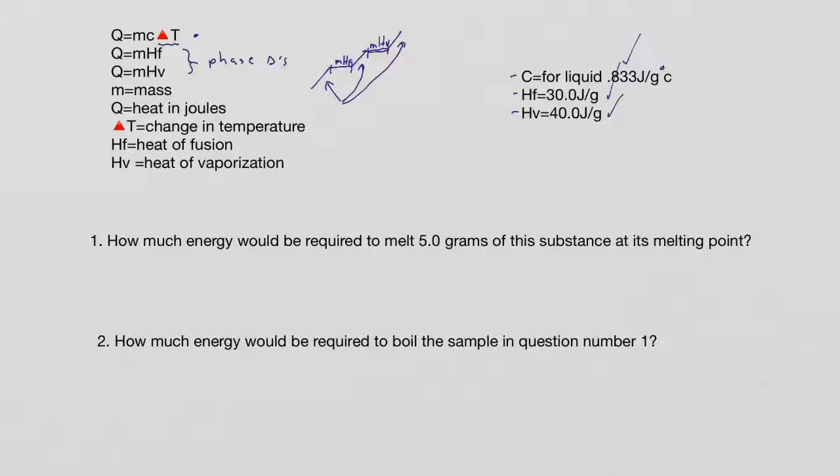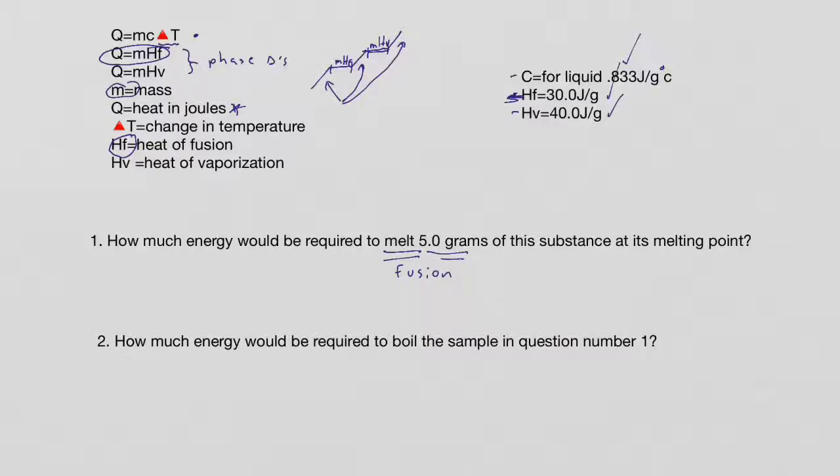So let's look at a question and figure out which formula we're going to use. So it says how much energy will be required to melt. Now as soon as I see melt, I'm thinking this is about fusion. And I've got 5 grams. How much energy will be required to melt 5 grams of a substance at its melting point? Well, since I'm melting, I'm going to use this formula I'm circling right now, Q equals MHF, where Q represents the heat in joules, HF represents the heat of fusion, which we have right over here, and M represents the mass.